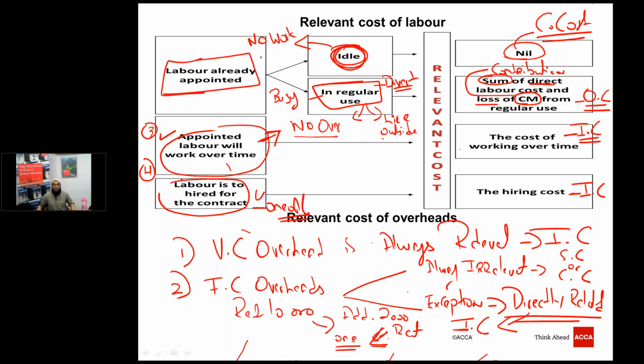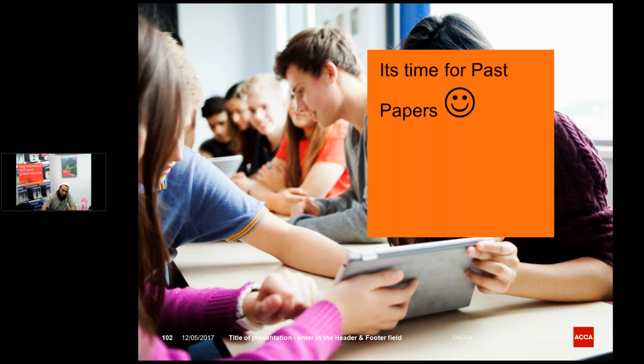So have you seen the use of rule of 5? This is a magical thing. Anything you don't get to know, apply rule of 5, you will get the answer. Incremental, opportunity will make it relevant. Some committed non-cash flow will make it irrelevant. And this was all about relevant costing, one-off contract.